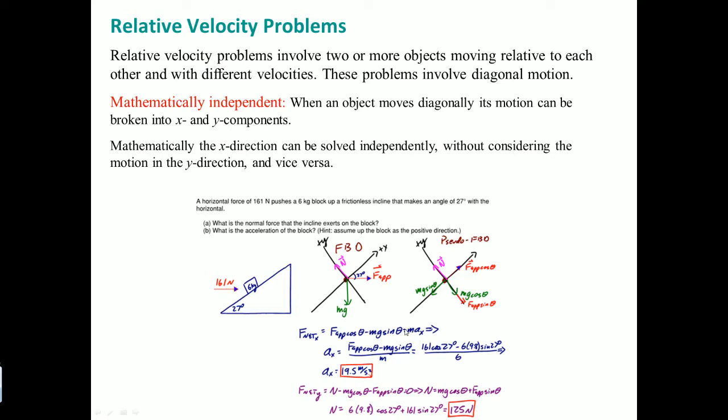Mathematically, the x direction can be solved independently of the y direction, or you can do vice versa as well. That means the x direction and the y direction are mathematically independent from each other. They don't affect each other. You can solve them independently of one another.